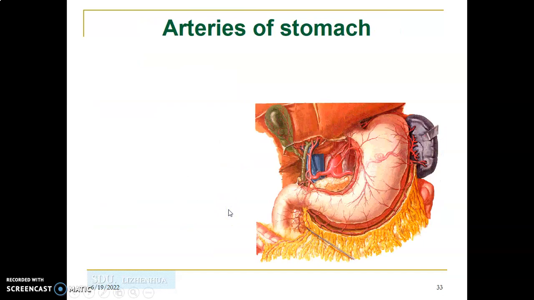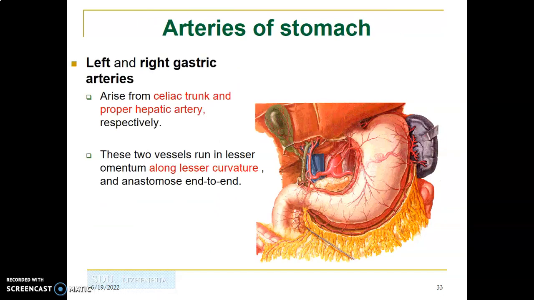What arteries supply the stomach? So you have mainly left and right gastric arteries on the lesser curvature. The left gastric is from the celiac trunk. You can appreciate the celiac trunk here. So this is your left gastric artery from the celiac trunk. And the right gastric artery is usually from the hepatic proper artery.